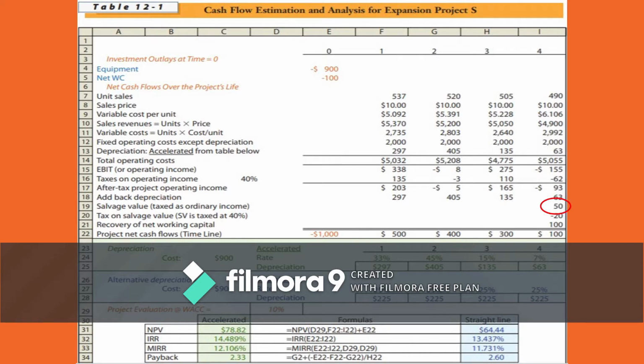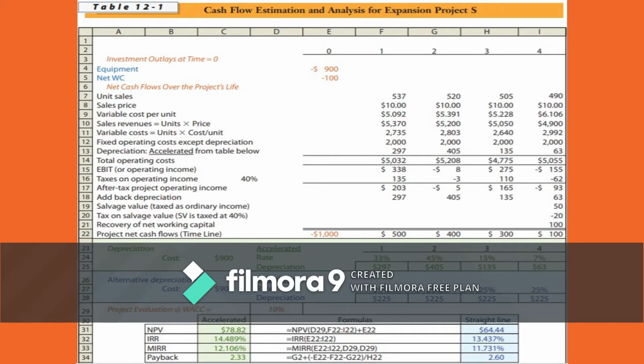The equipment is expected to have a salvage value of $50 at the end of the project's 4-year life. This is shown in cell I19. The new project will require $100 of working capital. This is shown in cell E5 as a negative number because it is a cost, and then as a positive number in cell I21 because it is recovered at the end of year 4. The total investment at time 0 is $1,000, which is shown in cell E22.